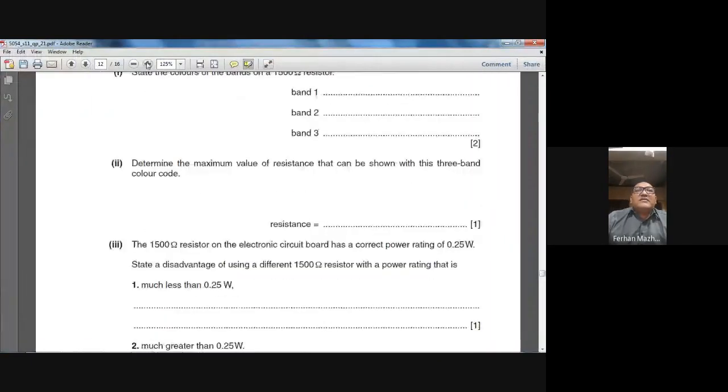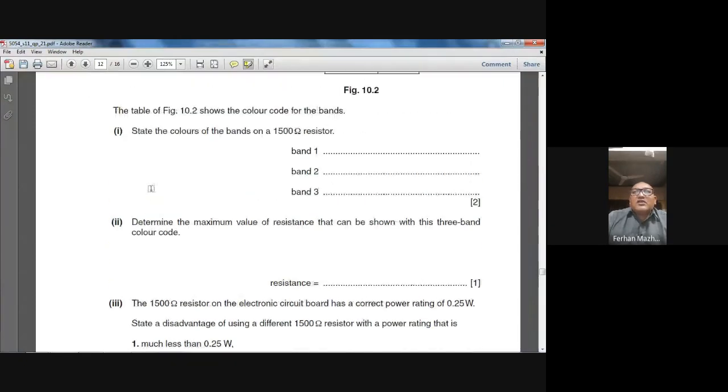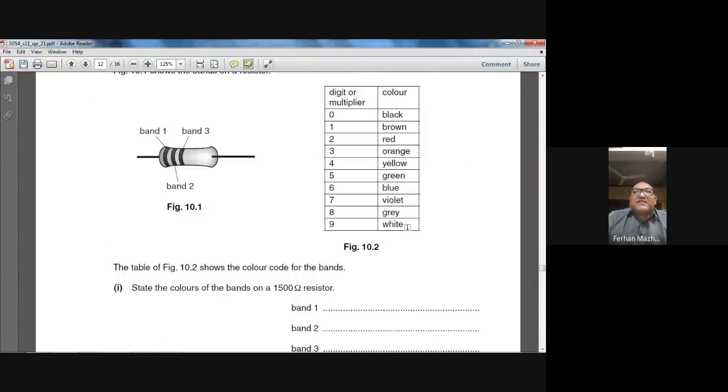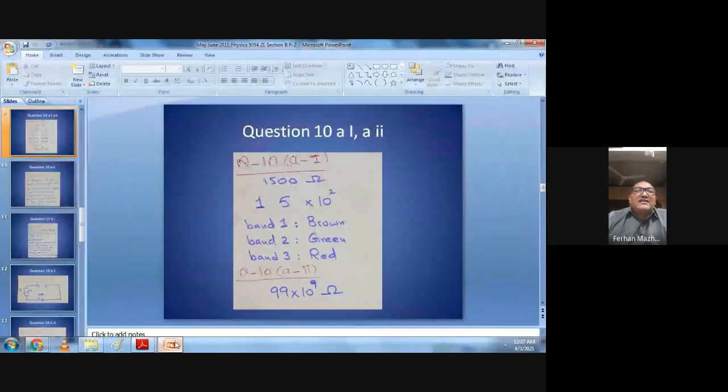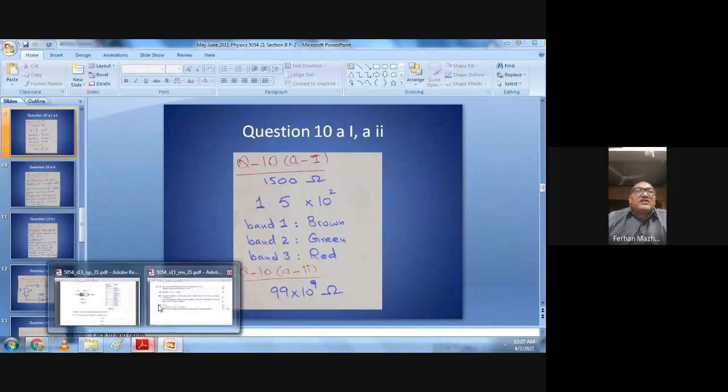Then he asks a very famous question: determine the maximum value of the resistance that can be shown with this 3-band color code. You see, if I use white color, it means 9, 9, 10 raised to power 9. Let me show you my work. 99 into 10 raised to power 9 ohm. That's the maximum resistance you can represent with this color coding.